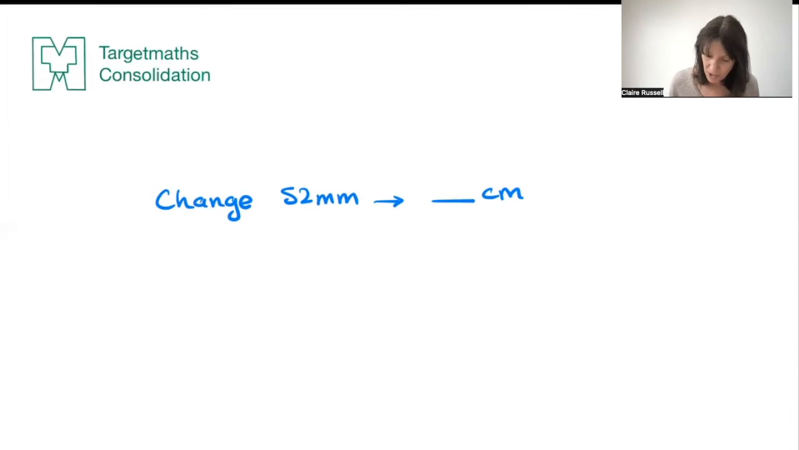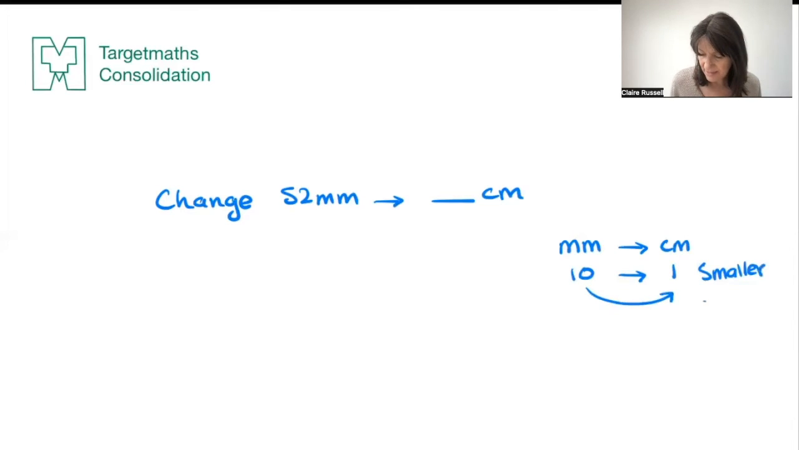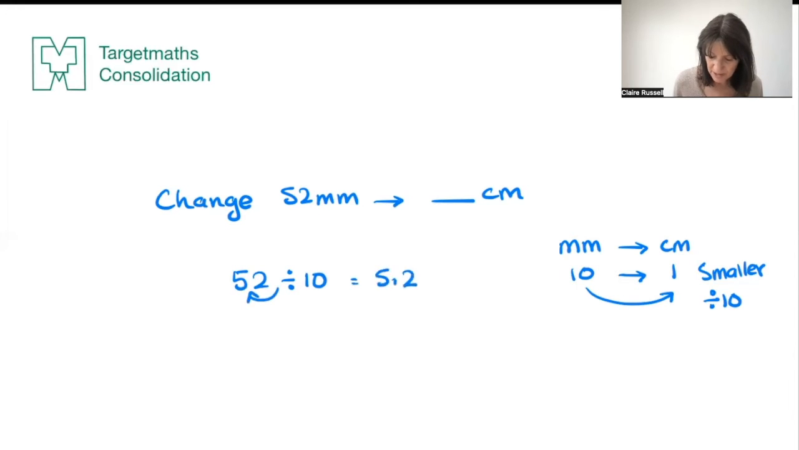Okay, so we are doing millimeters to centimeters. I know there are 10 millimeters in one centimeter. So to go from here to here, I'm getting smaller. So that's telling me to divide by 10. So 52 divided by 10, so in one place, gives me 5.2. So my answer is 5.2 centimeters.